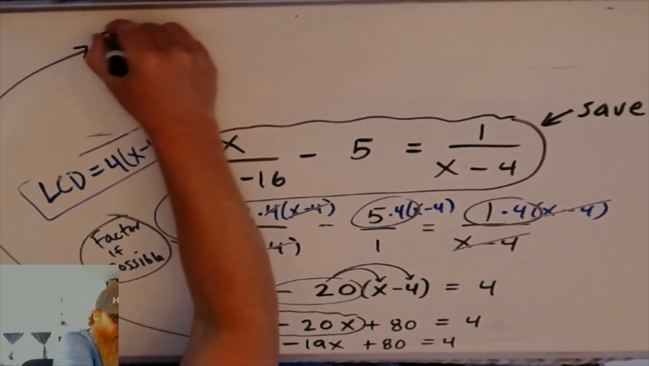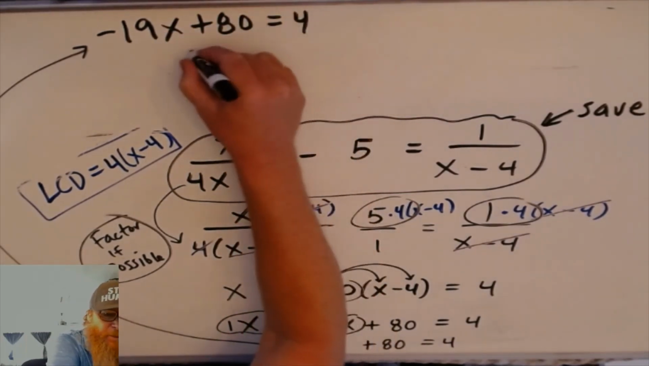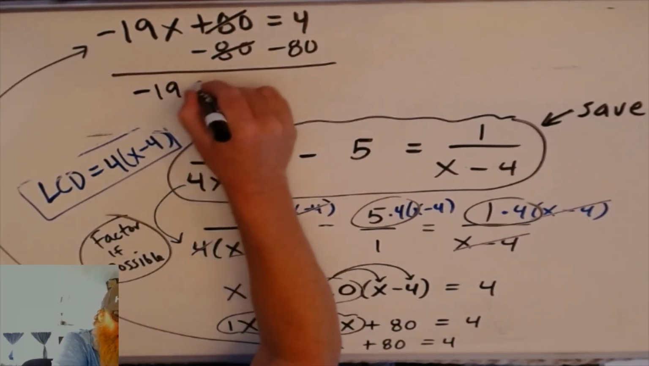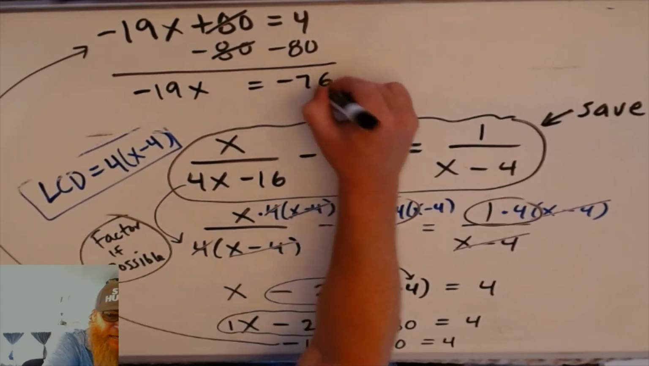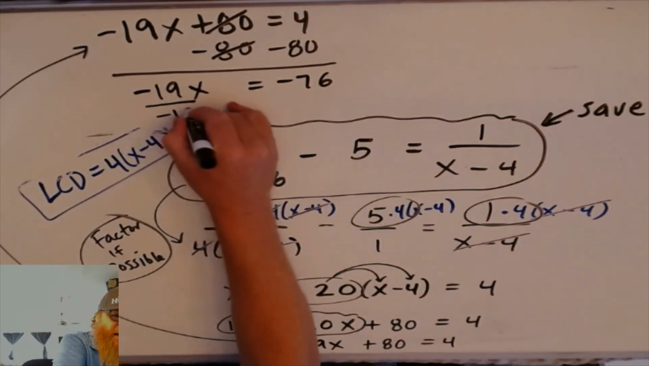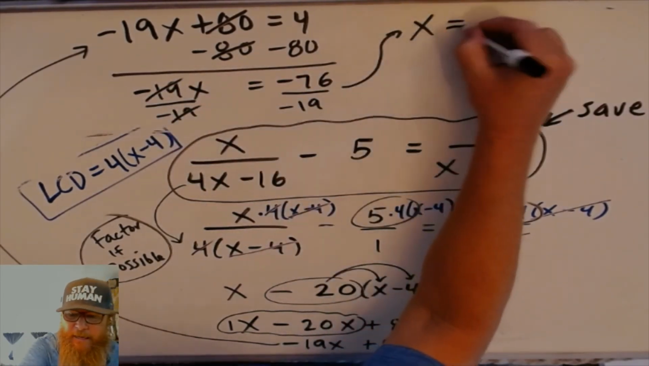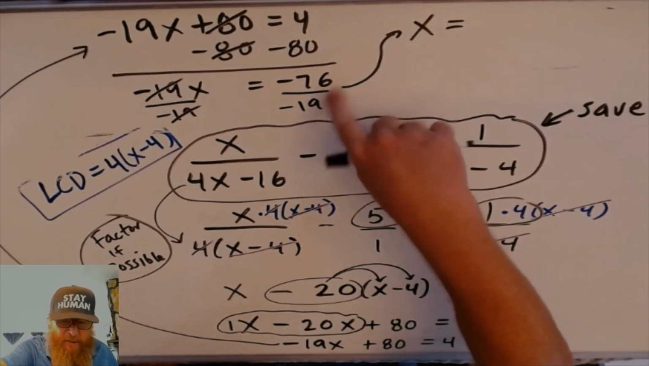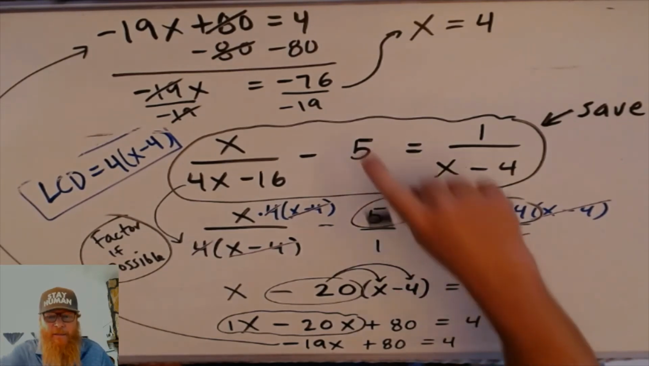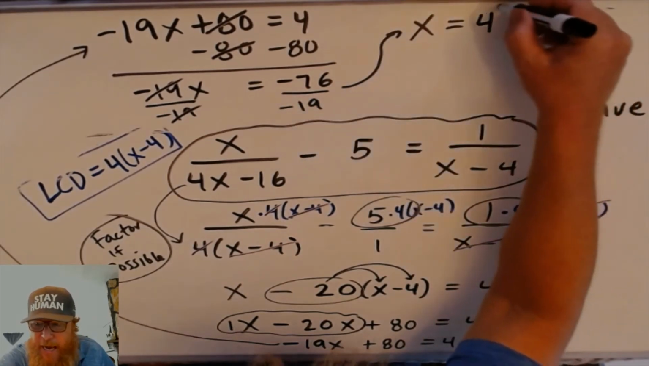So I have negative 19x plus 80 equals 4. I'm going to subtract 80 from both sides. I'm going to get negative 19x equals negative 76. I'm going to divide both sides by negative 19. And I'm going to get x equals, what's that, 4? Yeah. 76 divided by 19 is 4, and it's a negative divided by a negative, so you get x equals 4.